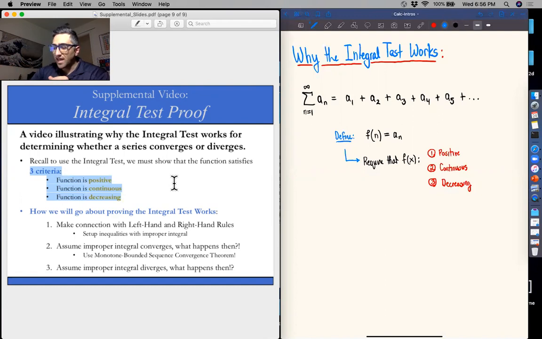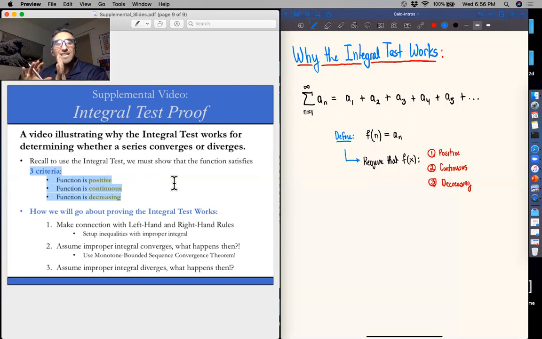That is to say, if we have some series of a sub n, n equals 1 to infinity, we create that function analog, f of n. That is, whenever we evaluate that function at any positive integer value, we're getting the exact value back for that particular indexed term in the series. And we require that it's three things: positive, continuous, decreasing. So we'll see where those ideas pop up in the proof in order to make this work.